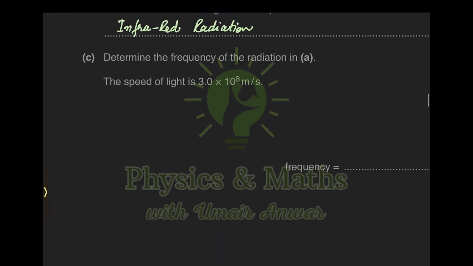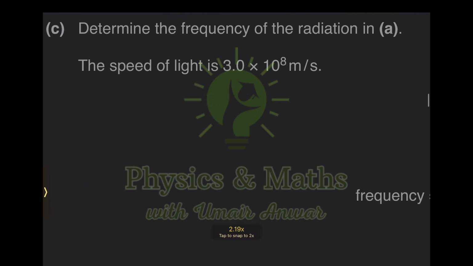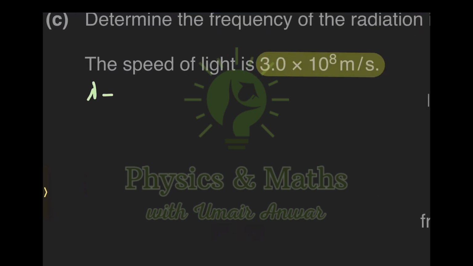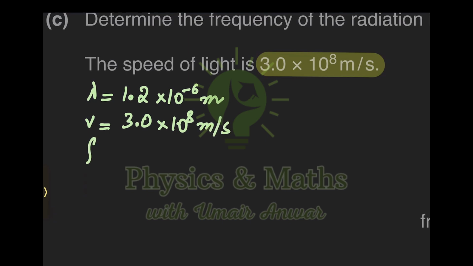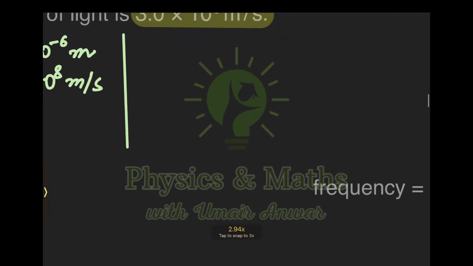Determine the frequency of the radiation in part A. The speed of the light is 3.0 into 10 raised to 8 meters per second. So we are given two quantities. The first thing, we have already found the wavelength, which is 1.2 into 10 raised to minus 6 meters. And the speed of the light is 3.0 into 10 raised to 8 meters per second. And now we have to find the frequency. The formula which connects all these three values, I'm going to write it down here. V is equal to F lambda.